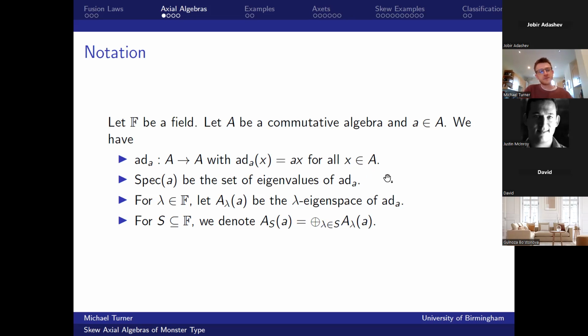Okay, so then the next one is, for a lambda in our field, we want to denote the lambda eigenspace of the adjoint map of A by A sub lambda of little a. And if we're looking at a subset S of the field, we want A_S of a just to be equal to the direct sum of all the lambda eigenspaces of A, where lambda is in S.